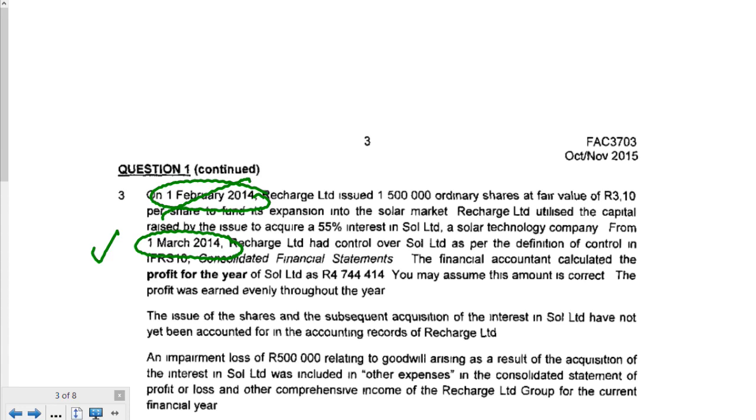So we have to consolidate. Sheepers. It's a bit weird, huh? The issue of shares and the subsequent acquisition of the interest have not yet been accounted in the accounting records of Recharge Limited. An impairment loss of 500 relating to goodwill was included in other expenses.